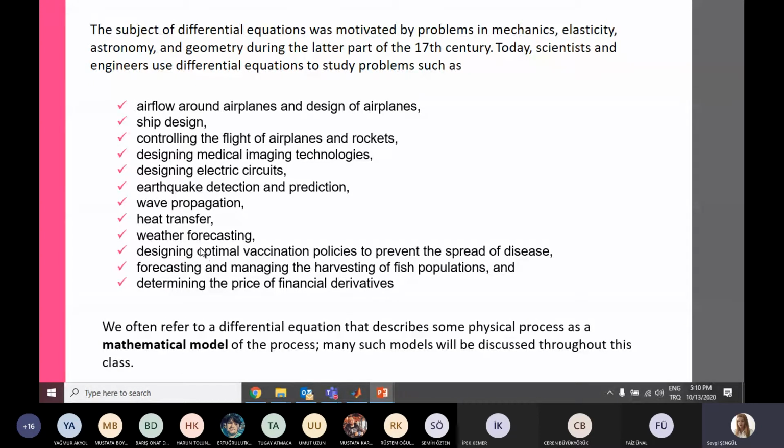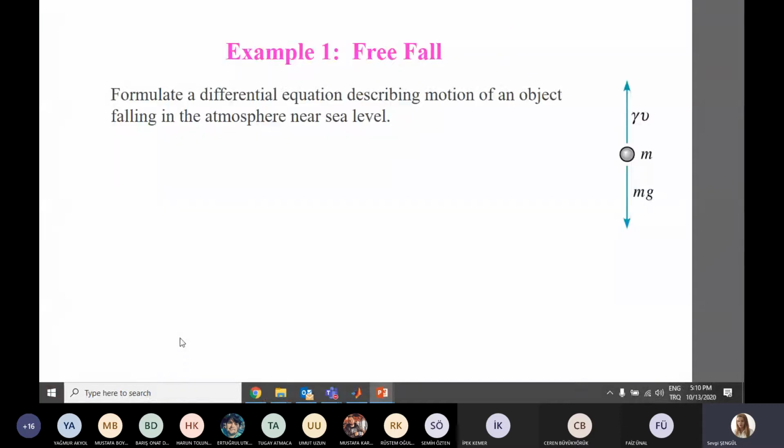And the equations that we define for a specific application, we call these mathematical models. And these mathematical models that you will see, and actually in our class we will see different parts of the mathematical models. Let's start with the first of it.